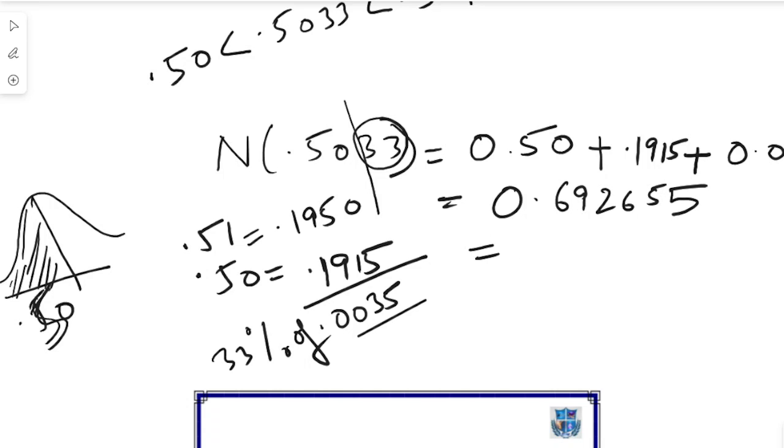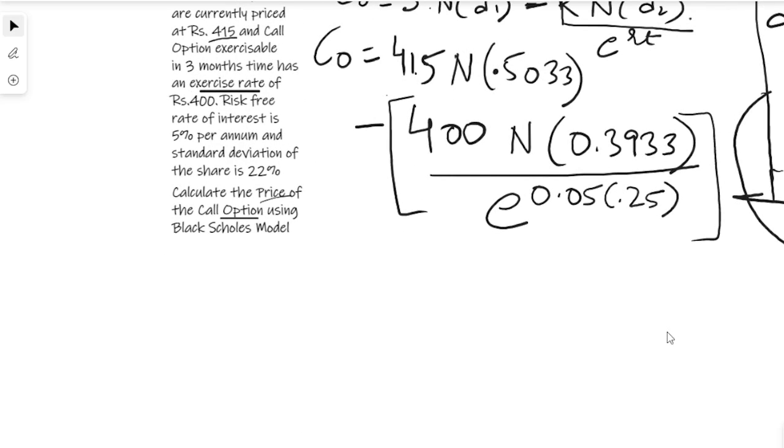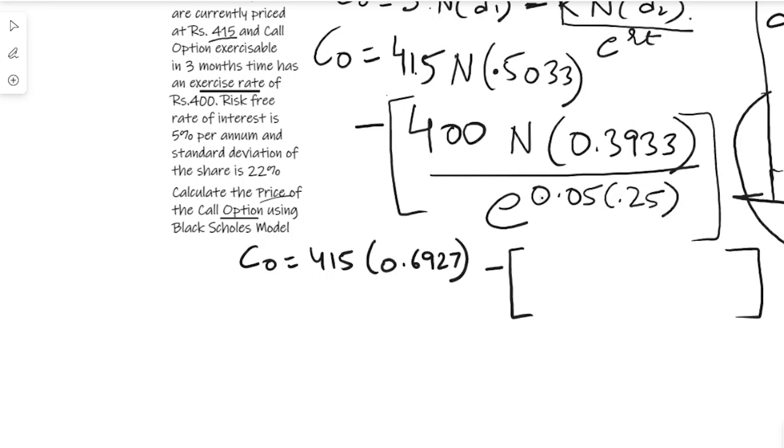We can take it up till 4 decimal places at 0.6927. Now we have to place this value in our formula. So see, how do we put the value? It is C0, it is 415 into 0.6927. Now next part, we have to multiply this 400, the strike price, by the normal distribution value of 0.3933.